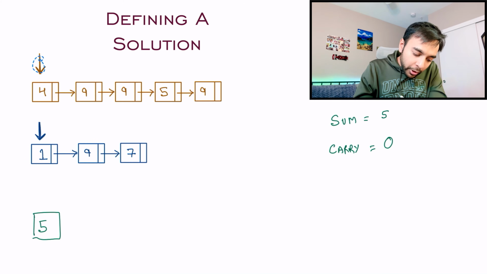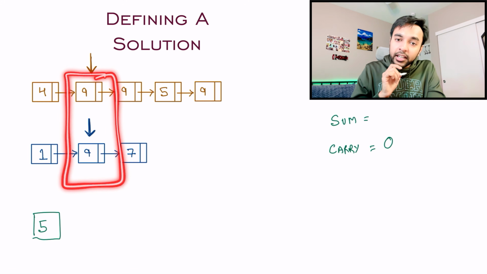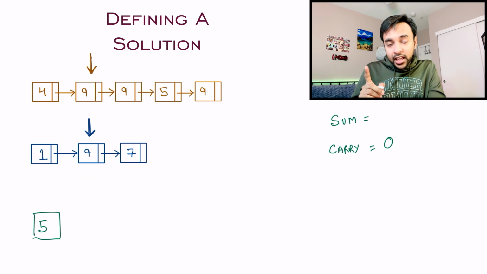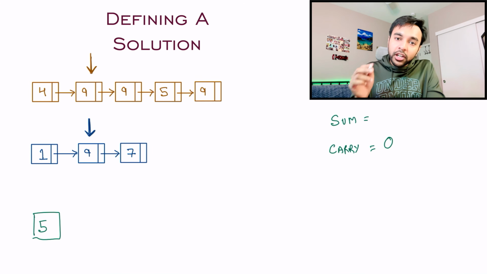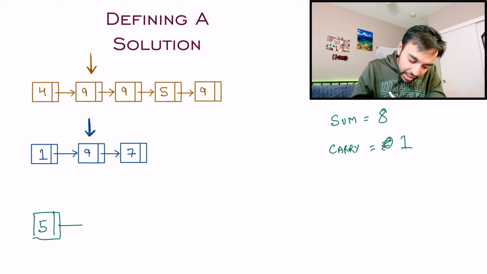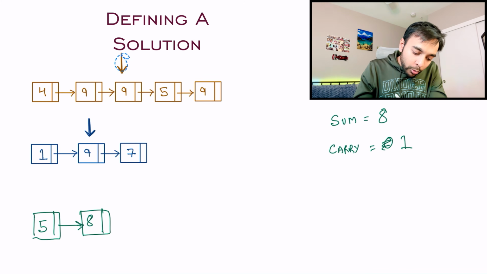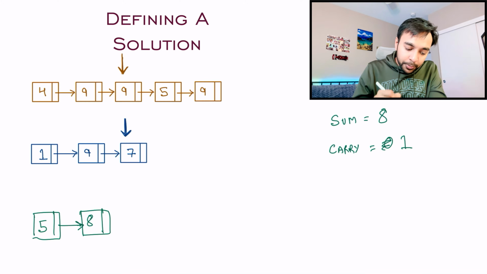Now move both the pointers to the next position. This time you get 9 and 9, correct? So its sum will be 18. Since there are 2 digits, you will not write down 18 itself. You will write down the sum as 8 and the carry will be 1. So to process this, I will create one more node over here and assign the value 8 in here, right? After this, we will move both our pointers to the next value.